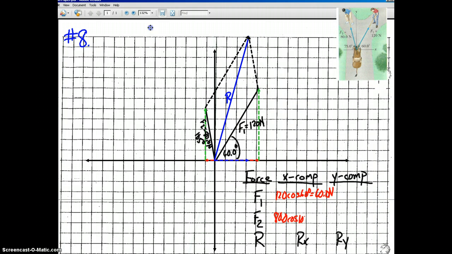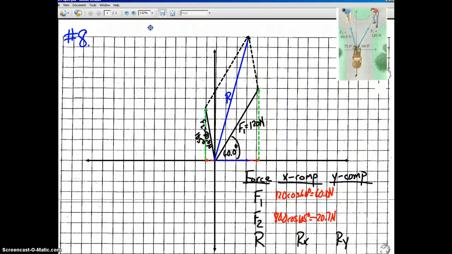Cosine of 105 degrees, and that gives us a value of negative 20.7 newtons. Now if you use the 75 degrees, that's fine. Just remember that you have to assign it the negative value because it's in the second quadrant.